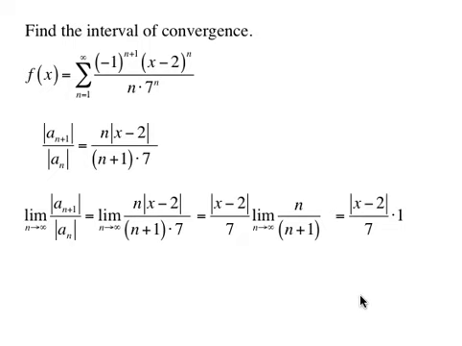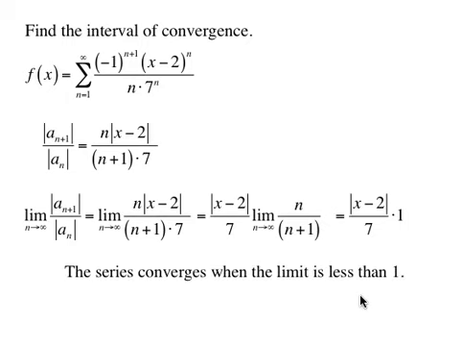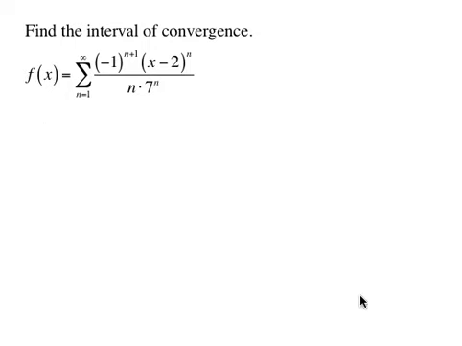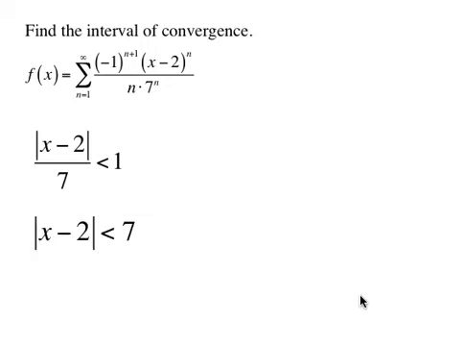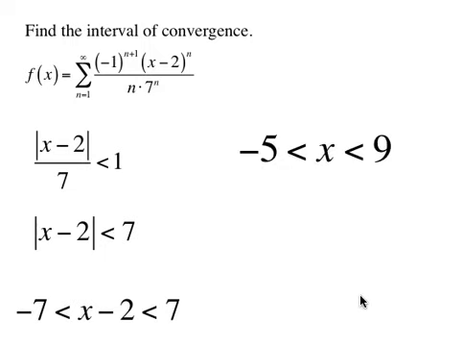And in the ratio test, we'll have convergence as long as that is less than 1. So that's our rule. The series will converge when this limit is less than 1. So I need absolute x minus 2 over 7 to be less than 1 to find our interval of convergence. Well, if that's the case, that means absolute x minus 2 is less than 7. Negative 7 is less than x minus 2 is less than 7. Adding 2, that'll give us negative 5 less than x less than 9. So this will be part of the interval of convergence.